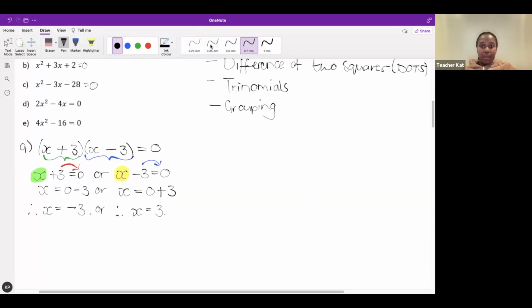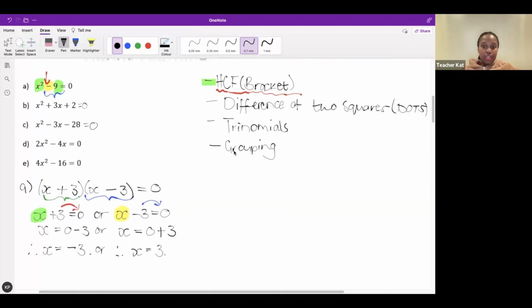Let's work with B. And actually, I'm going to put B right next to A. Okay, B says x squared plus 3x plus 2 is equal to 0. All right, so we know we're going to have to factorize this. I said you always check if there's a highest common factor. Is there a highest common factor between x squared, 3x, and 2? Is there anything we can possibly take out as a factor between those three?